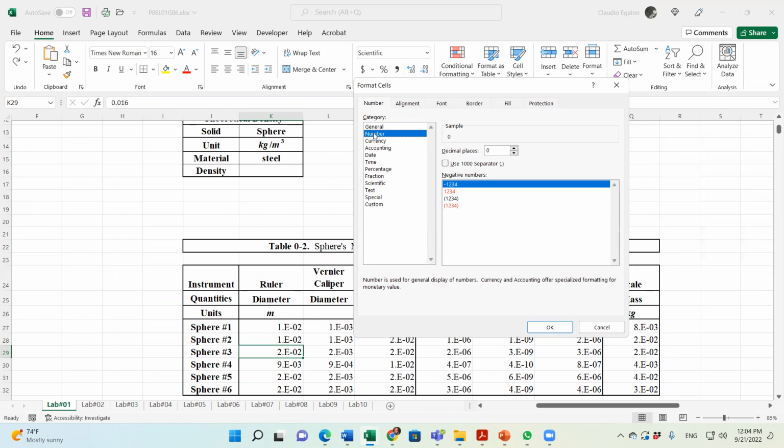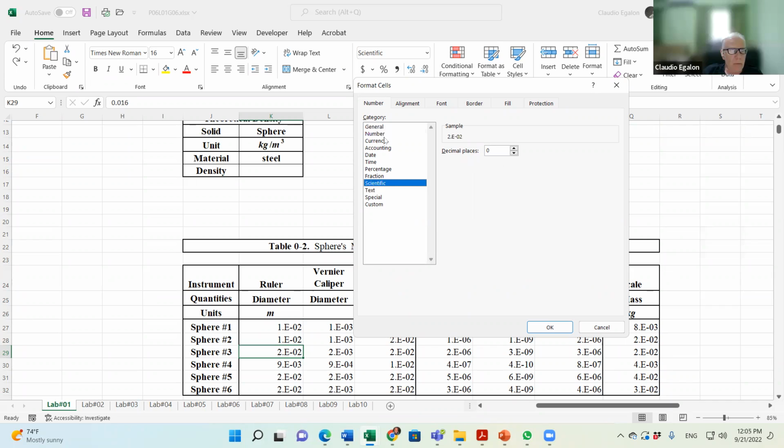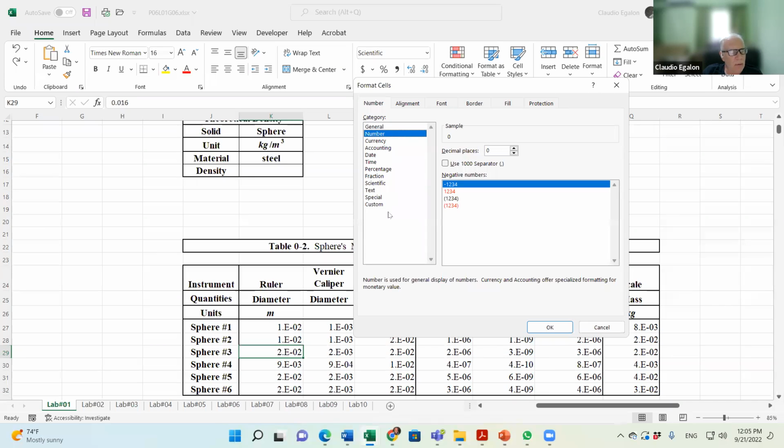It shows scientific, right? It shows number. What else? It shows percentage there. It says just number, percent, scientific. I know, we just press number. That's it, right? Yeah, that's right. And then adjust the decimal places, right? Don't forget to adjust the decimal places.